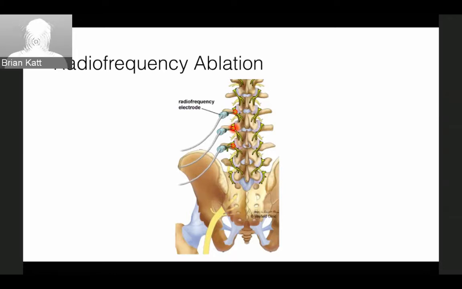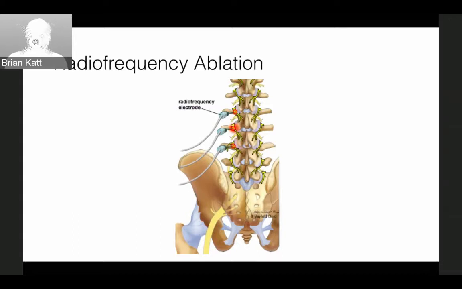Those are 3 needles hooked up to wires, and the wires then are hooked up to a radiofrequency machine. And then after doing a little bit of testing, you actually do the ablation, which is a 90-second thing where the needle tips heat up to 80 degrees Celsius and basically burn these little nerves.